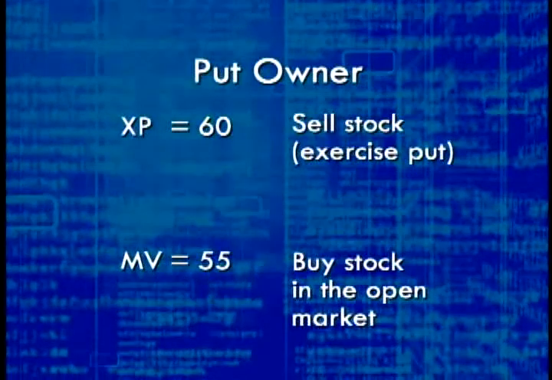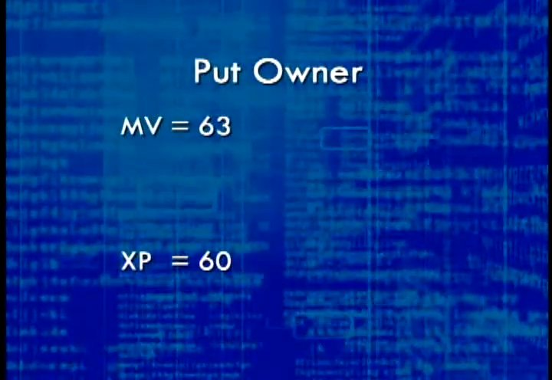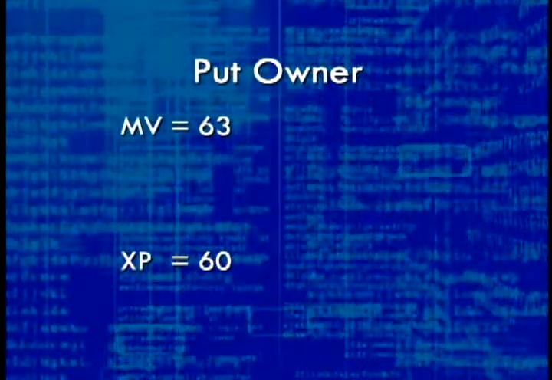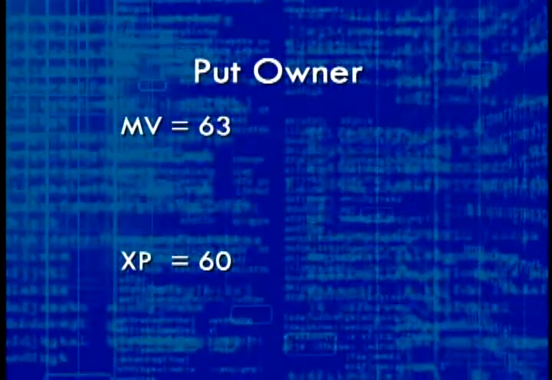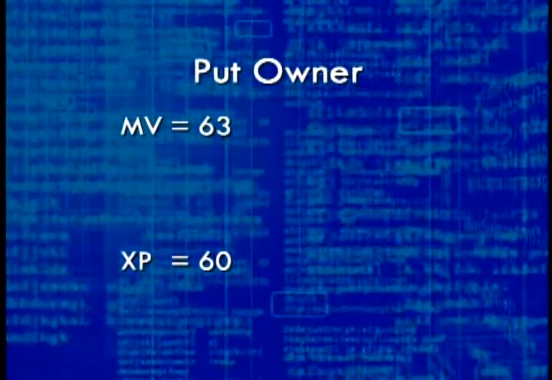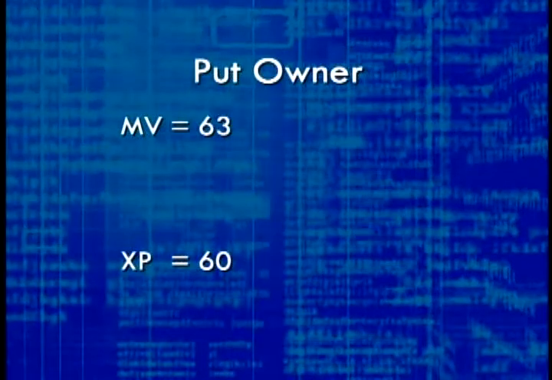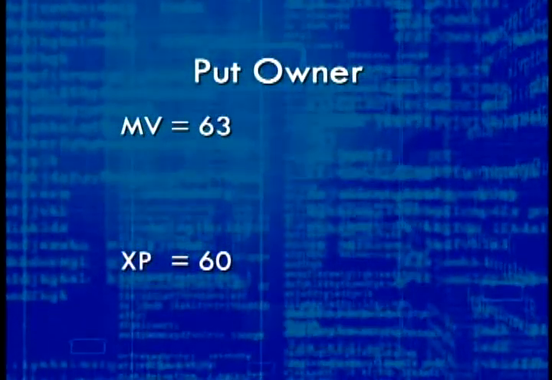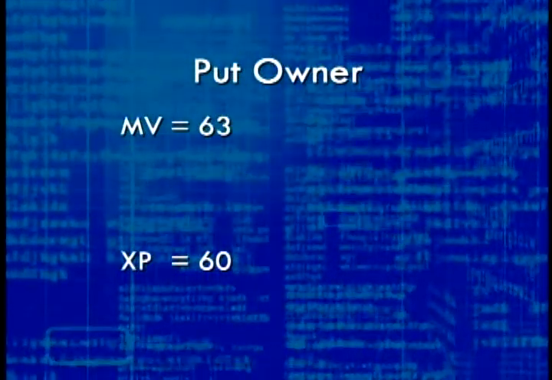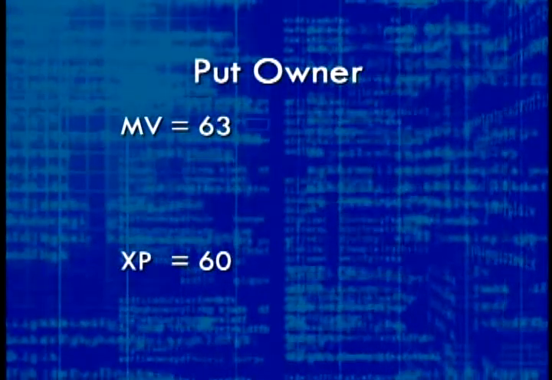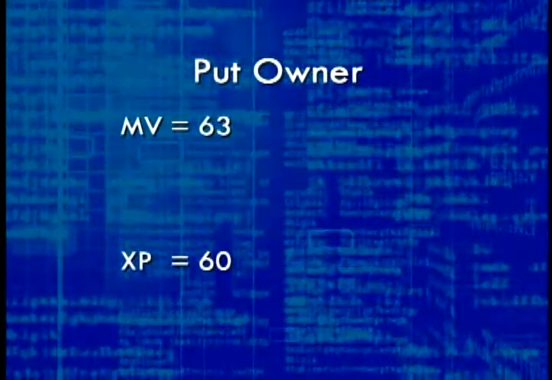On the other hand, suppose that the stock were to rise to 63. Now remember, you have the right to sell it using your contract, so for 60, but in the open market, you could sell it for 63. So it would make no sense for you to use your put option in this situation, to sell stock at 60 when elsewhere you can sell it for 63.